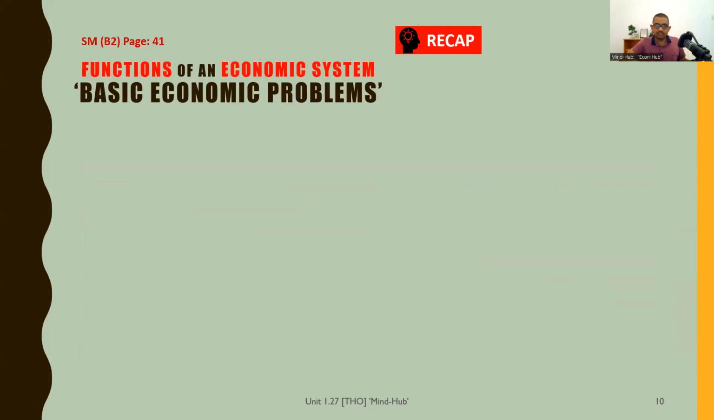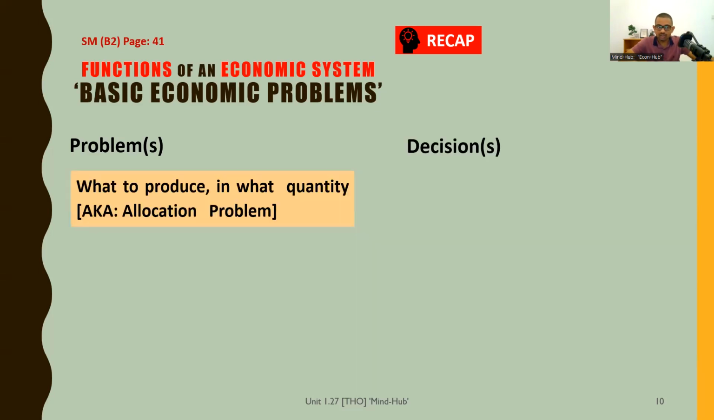Basic economic problems. What are the basic economic problems? We remember we have three basic economic problems. Problems can only be solved when we make decisions. Problems can only be solved when we make what? Decisions. Right. So, first problem, what to produce in what quantity? What kind of a problem? It's an allocation problem. Just see the way I'm asking the questions. First problem is what to produce in what quantity. What kind of a problem is that? It's an allocation problem. It's about how to allocate our scarce resources, right?